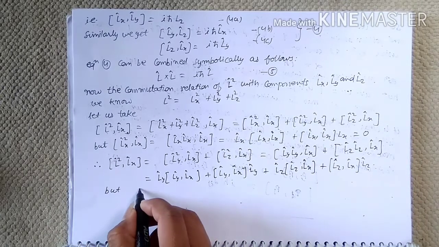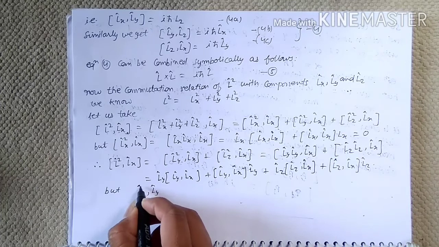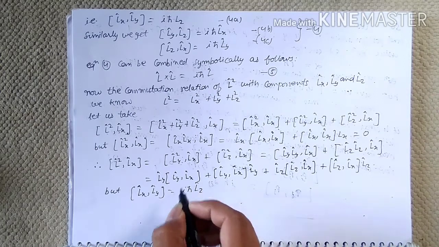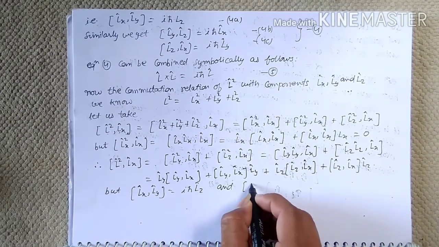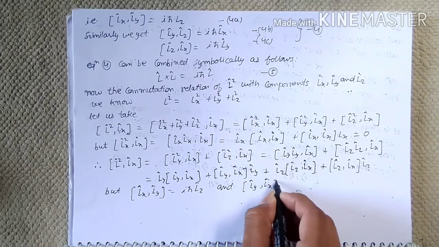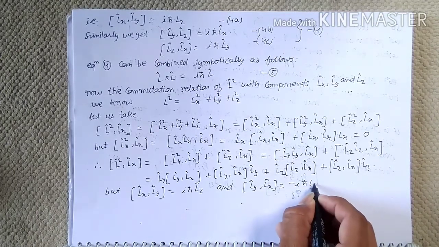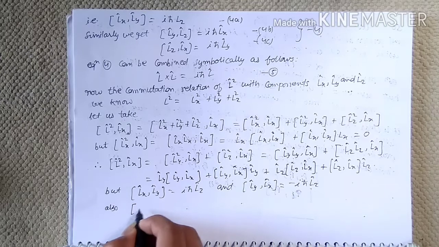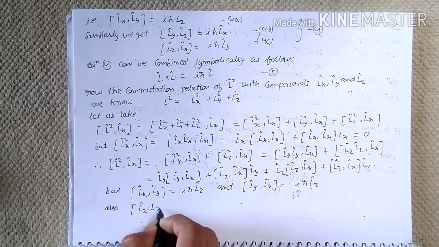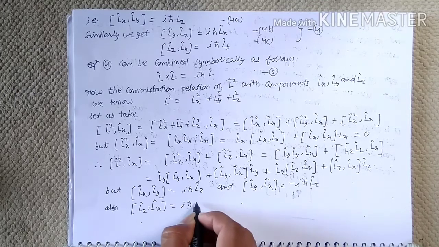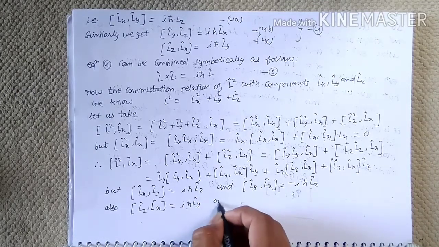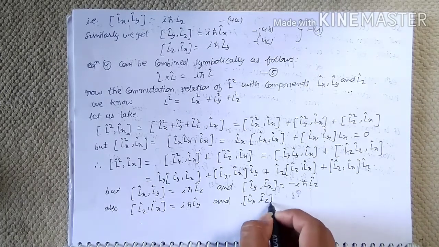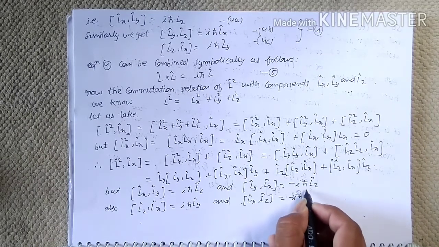But the commutator of Lx and Ly is equal to iota h cut Lz, and the commutator of Ly and Lx is equal to minus iota h cut Lz. Also the commutator of Lz and Lx is equal to iota h cut Ly, and the commutator of Lx and Lz is equal to minus iota h cut Ly.